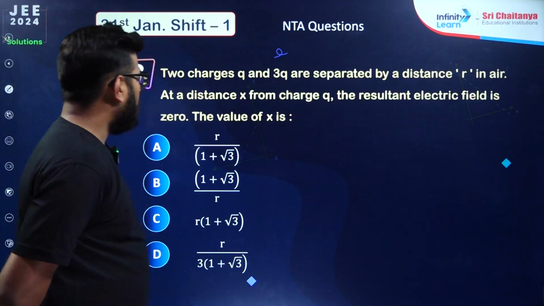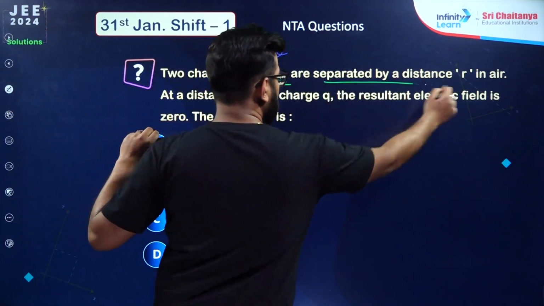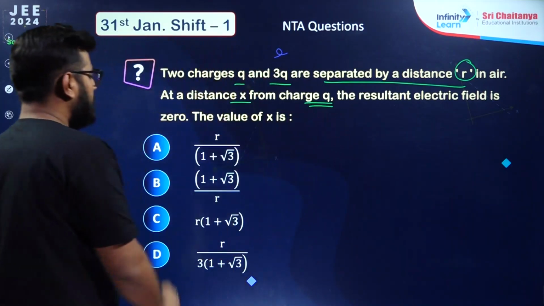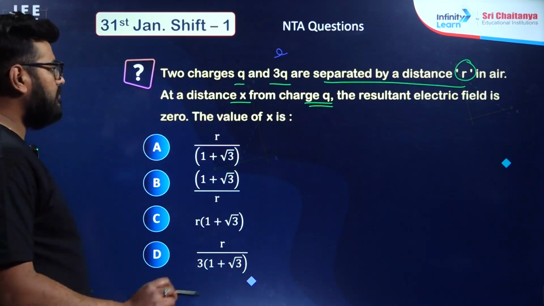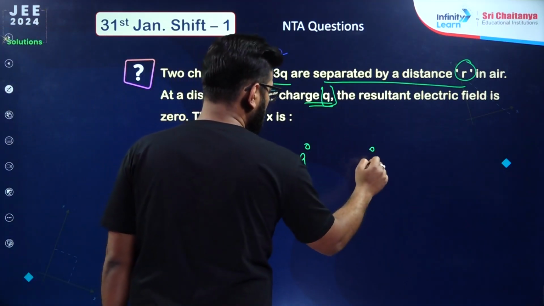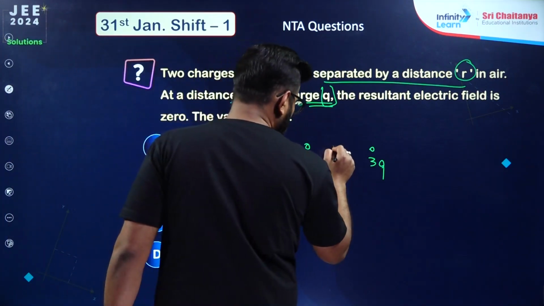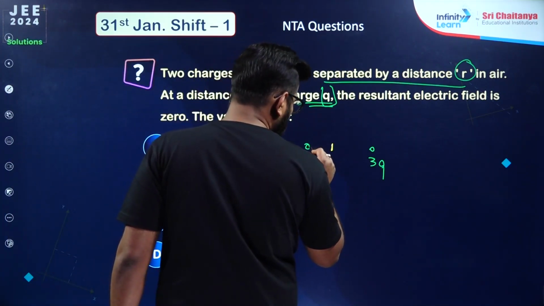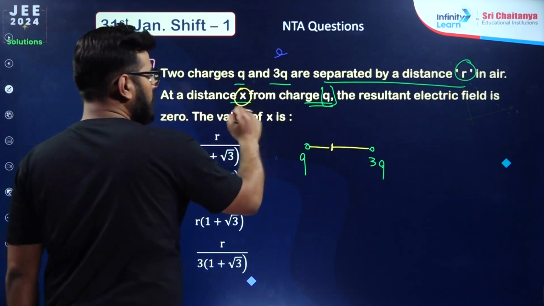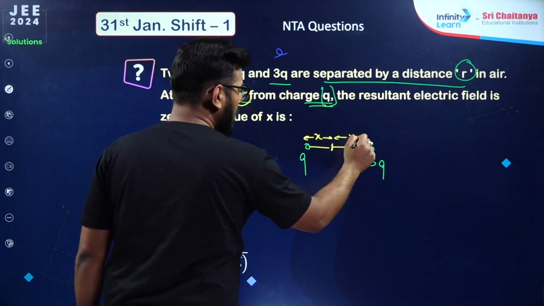Simple problem. Two charges Q and 3Q are separated by a distance r in air. At a distance x from charge Q, the resultant electric field is 0. The value of x is a simple problem based on Q and 3Q. The electric field can be 0 only between them. So that's going to be near to it and that's going to be far away from this. And they are saying at a distance x from charge Q. So this is x. So this distance will be r minus x.